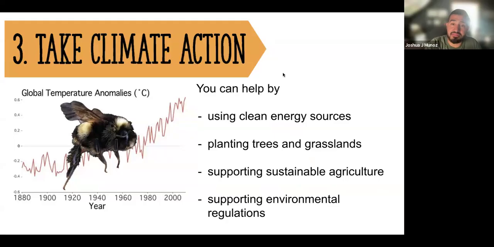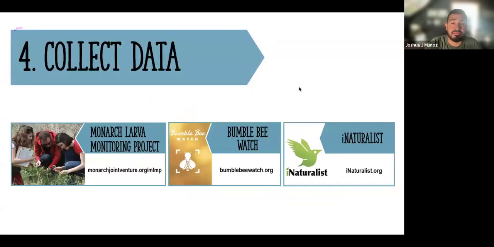Taking climate action. And there's a lot of awesome apps, iNaturalist, Bumblebee Watch, where again, the whole idea of this pollinator toolkit is to get your students to become scientists. Being a scientist doesn't mean you have to have some sort of PhD and a whole fancy lab coat. Anybody can be a scientist, and students take a lot of pride in that when you tell them that they themselves are scientists when they're collecting this data. You can use these apps to be part of projects helping pollinators.